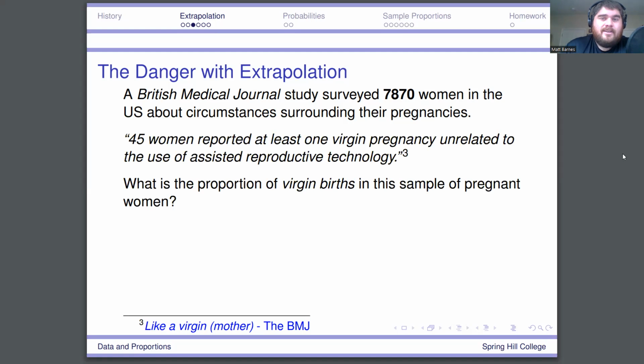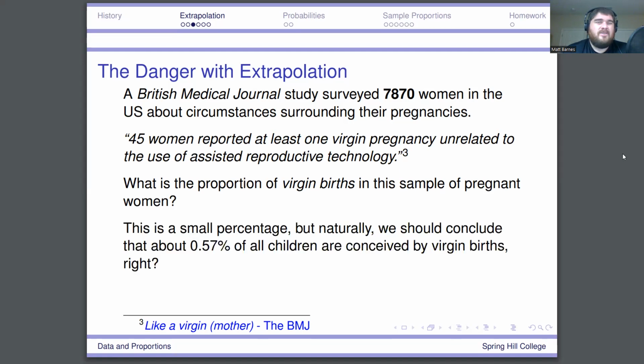Now, 45 of these nearly 8,000 women reported at least one virgin pregnancy unrelated to the use of assisted reproductive technology. Right, so if we take a look at this here, 45 women out of the 7,870, we can come up with a proportion that reported having some sort of virgin birth experience. And if we put the 45 over the 7,870 and do that math out, it gives us about 0.5%. So as a decimal, it would look like 0.0057. As a percentage, we move that over twice, it's 0.57%.